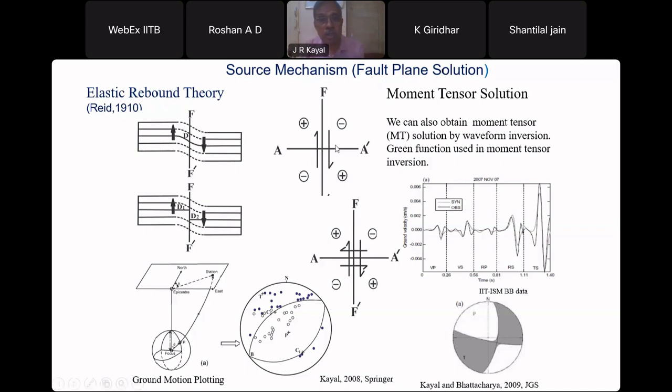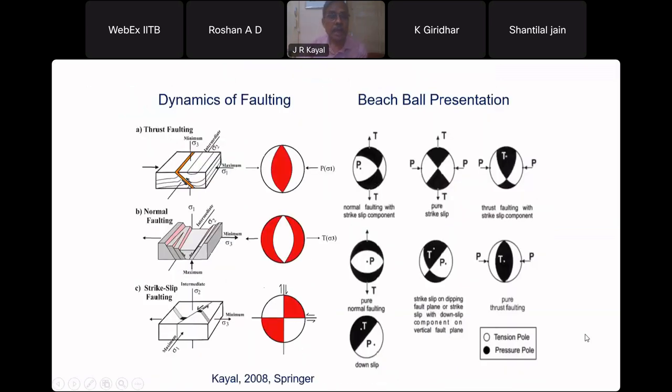Of course, from this hand plotting system, we have now come to waveform inversion. We can do the inversion of the seismic waves and come out with the fault plane solutions. And this is the symbolic representation of the strike slip solution. I will show you the next figure. You can see for thrust faulting, when the compressional stress is dominant and horizontal, it gives us thrust faulting.